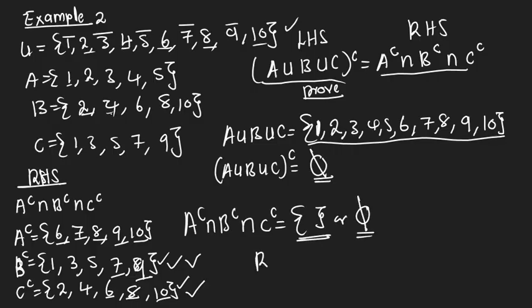Henceforth, right hand side is equal to left hand side. That is just how you prove De Morgan's law.